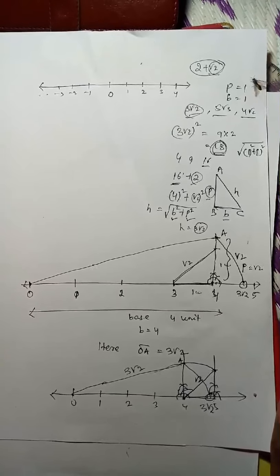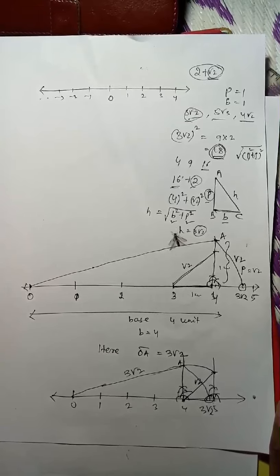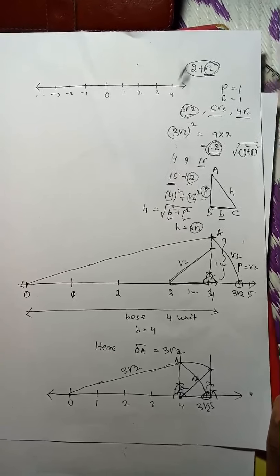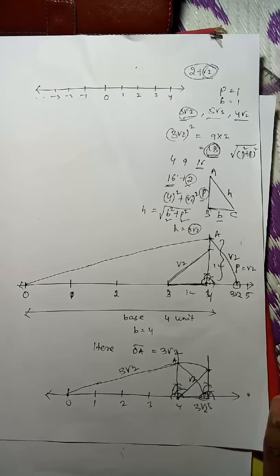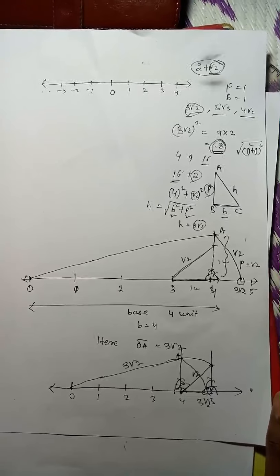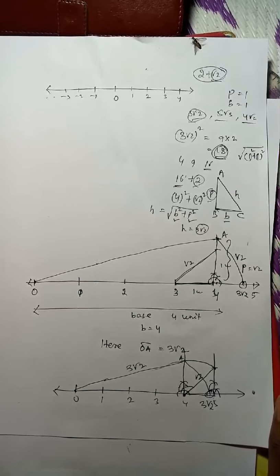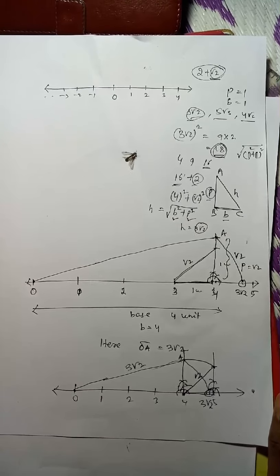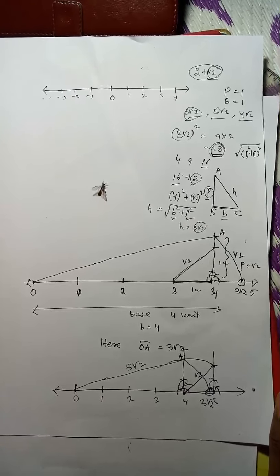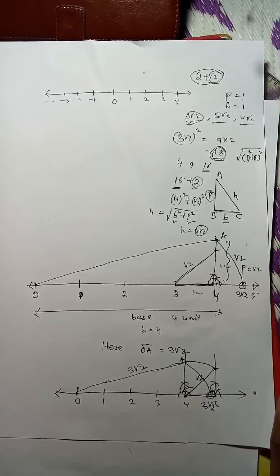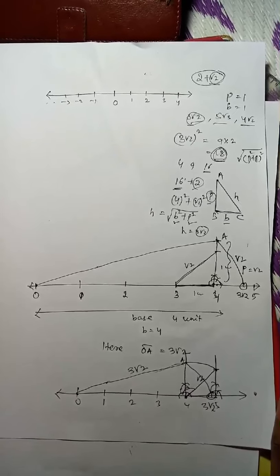Okay, dear students, you have now seen how you represent any irrational number multiplied with a whole number. We can now draw any type of irrational number which is multiplied with a rational number or with a whole number.